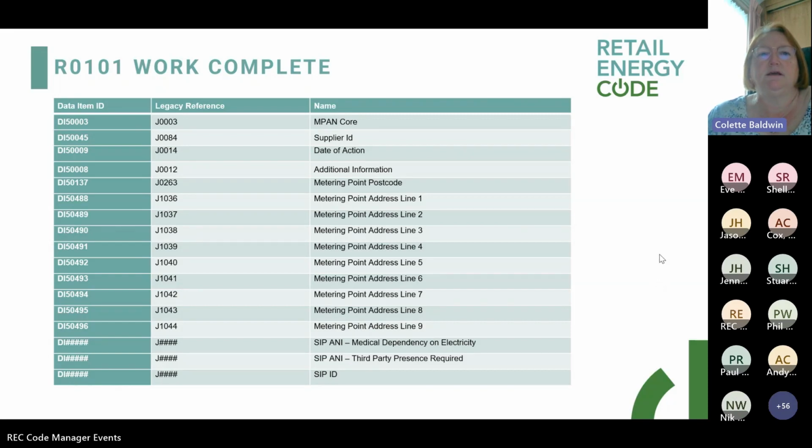One is to note the medical dependency on electricity as a new J item, and a third party presence required as a new J item within the flows, because we don't want you to take this as an automatic update to the priority services register. And because when we were developing the solution, we were asked to share that information if it was collected with suppliers so that they could check their records to see what they held and take whatever action they could if it was necessary.